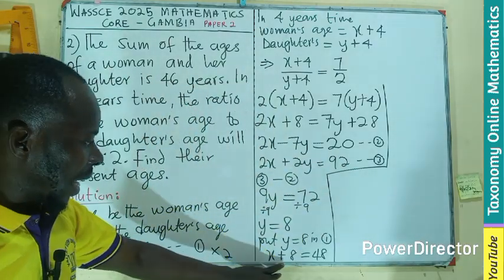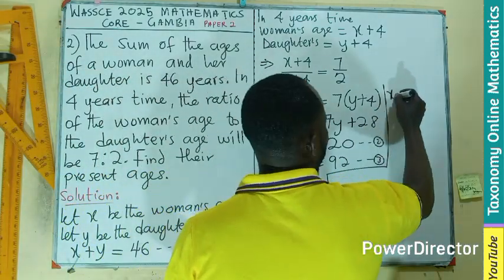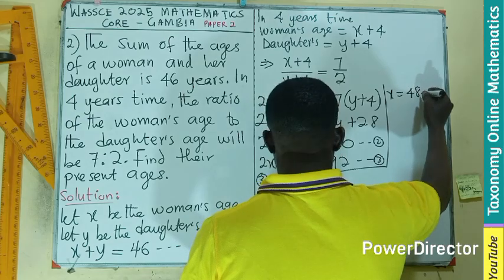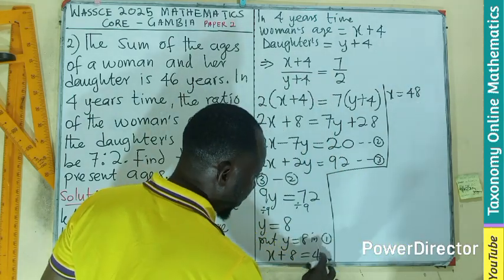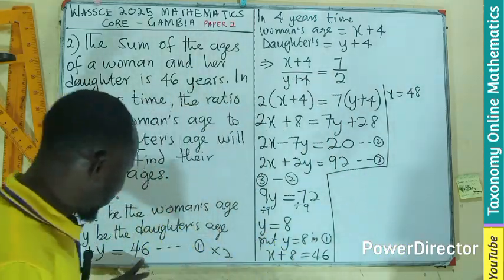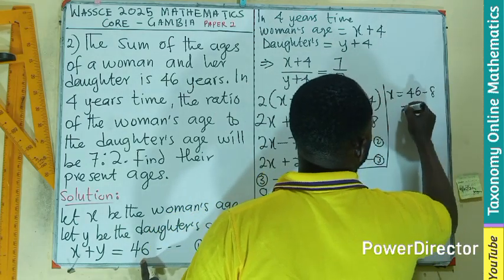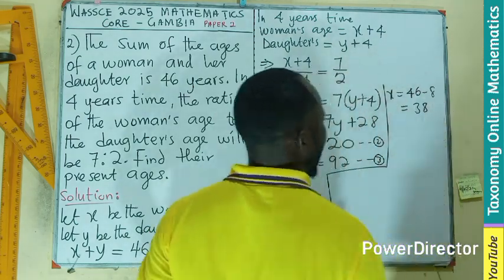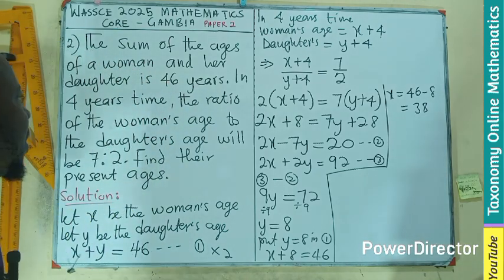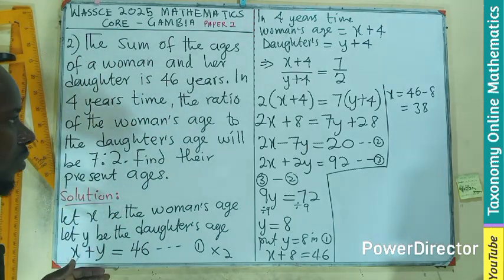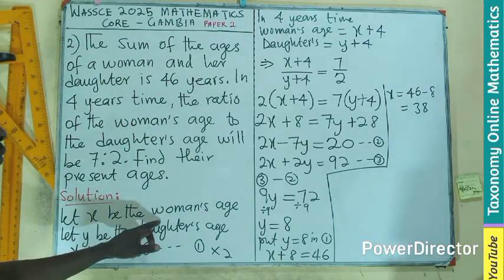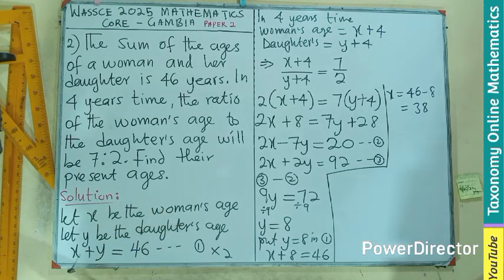So from here, I can say that my x equals to 48. Is it 48 or 46? It's 46. So let's go with 46 minus 8. And that gives us what? 38. All right. Remember, we have the various values. X is representing what? The woman. And the y is representing what?